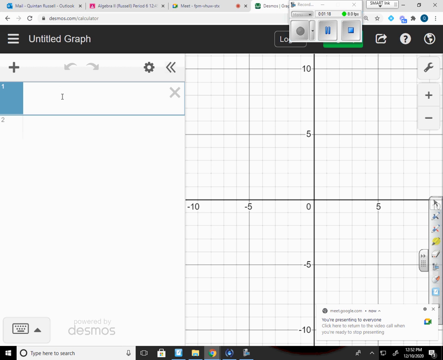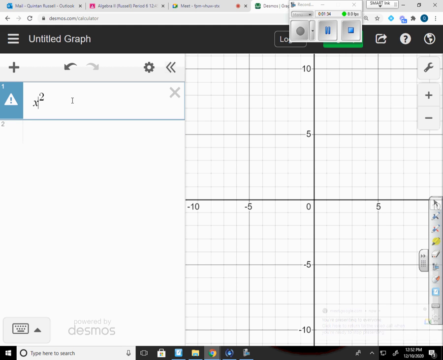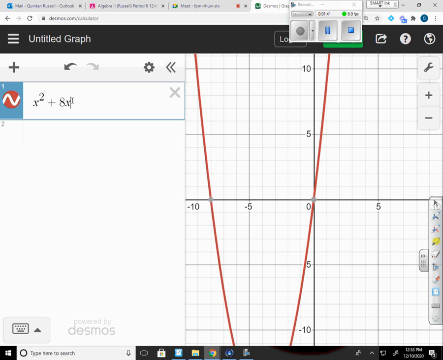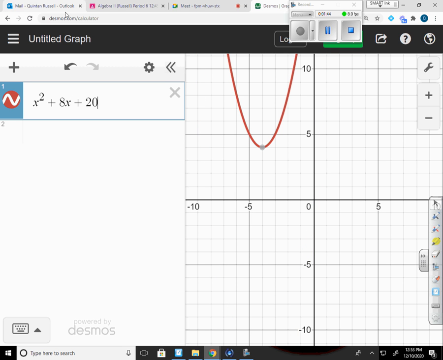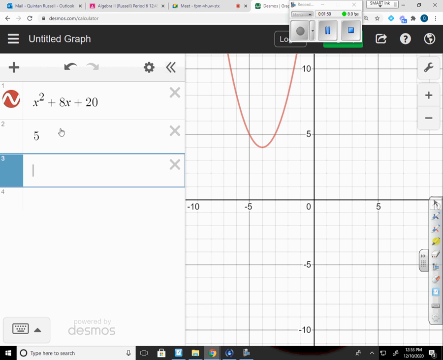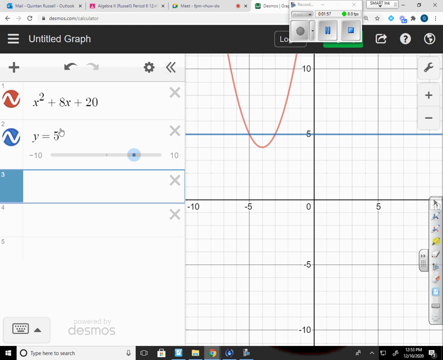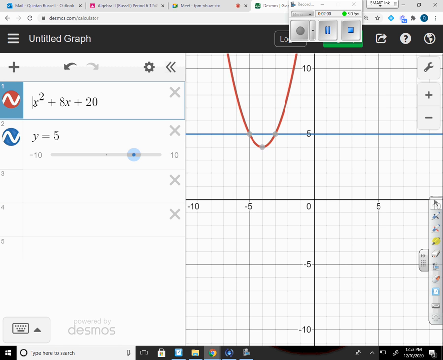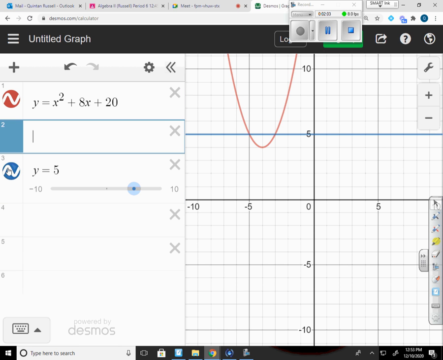So when I go to the Desmos website, I can do x squared plus 8x plus 20. So that's my first part of the equation. Then for my second equation, I'm going to set that equal to just 5. When we do this, you're going to have to put y equals 5 in so it knows which one we're talking about. It would also help to put y equals this in, just so we get in the pattern of doing it.